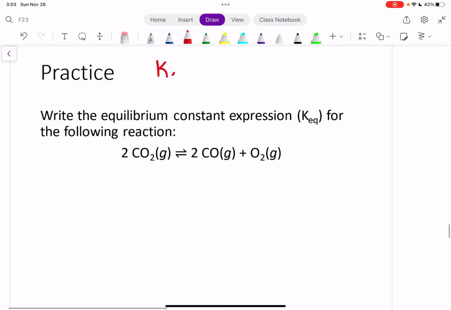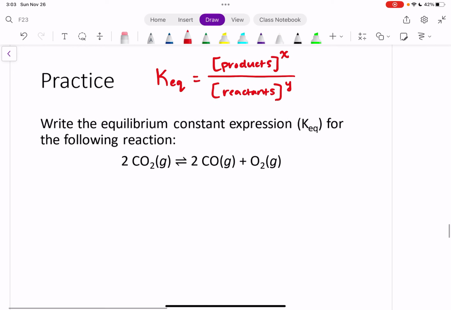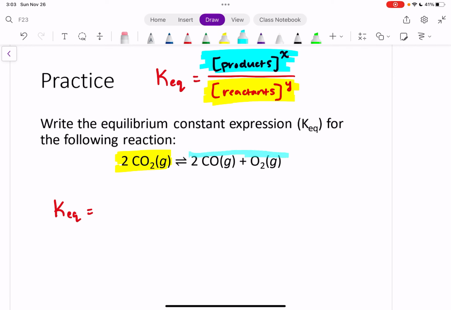Okay, so let's try this again. So remember, it's KEQ. And now I'm going to show you another generic way of writing this. So you can also think of it as the concentration of your products raised to the power of X over the concentration of your reactants raised to the power of Y. Okay, so let's see. We know we're going to have KEQ on the left equals. And now we've got our reaction here. So remember, our products go on the top and our reactants go on the bottom. So reactants I'll leave in yellow, products I'll put in blue.